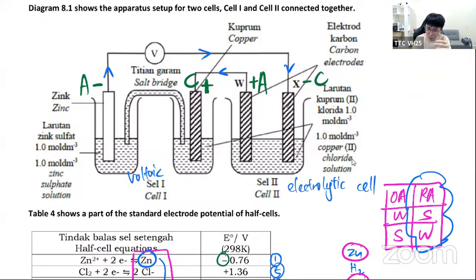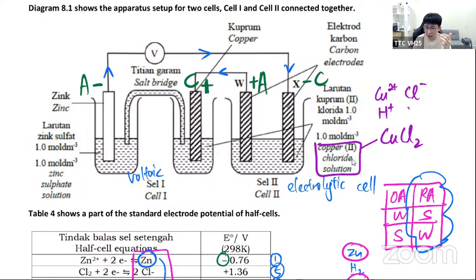So in cell 2, we have copper 2 chloride solution, CuCl2, is your choice. But then in CuCl2, what ions are inside? CuCl2 is supposed to have Cu2+, Cl-, H+, and OH-. Then why is there H+ and OH-? Because solution means there is water, and water means there is H+ and OH-. So after knowing these ions, do you remember we have two positive ions and two negative ions? Later you have to choose correctly.